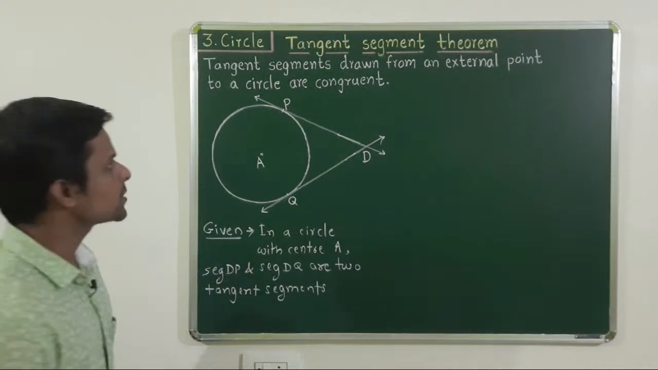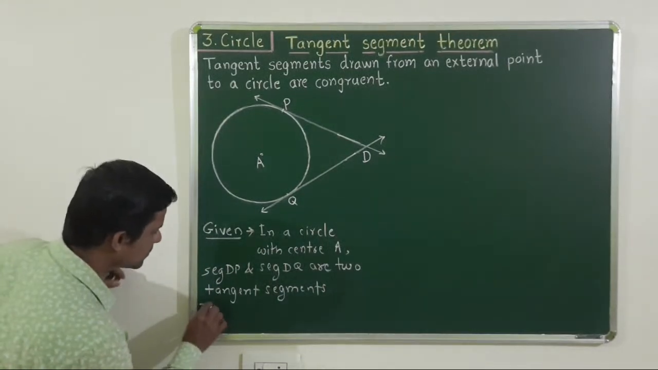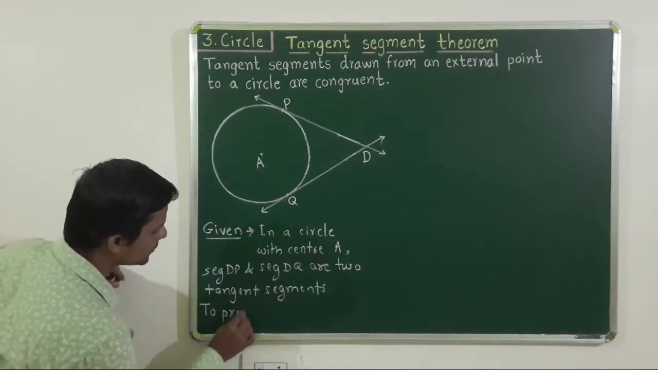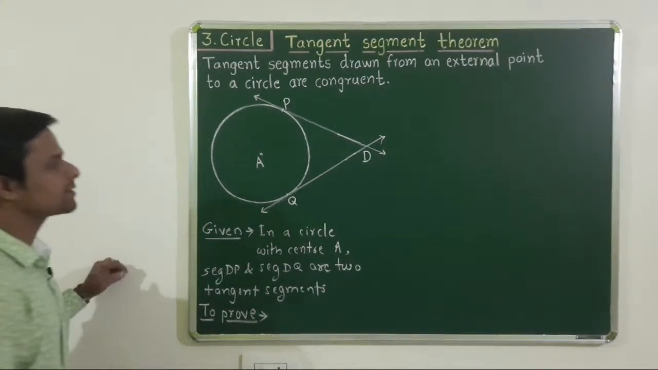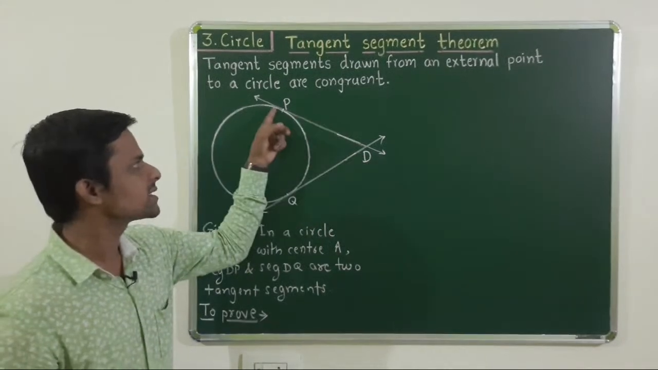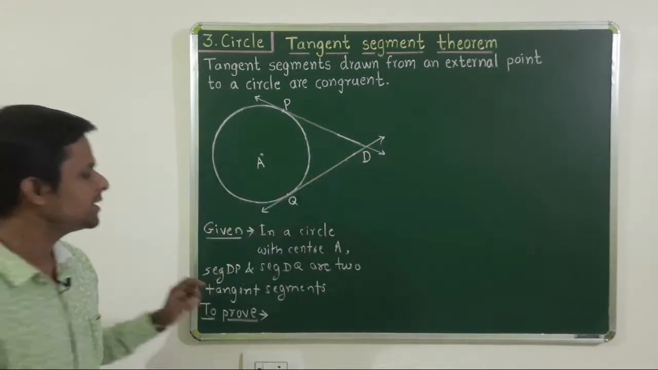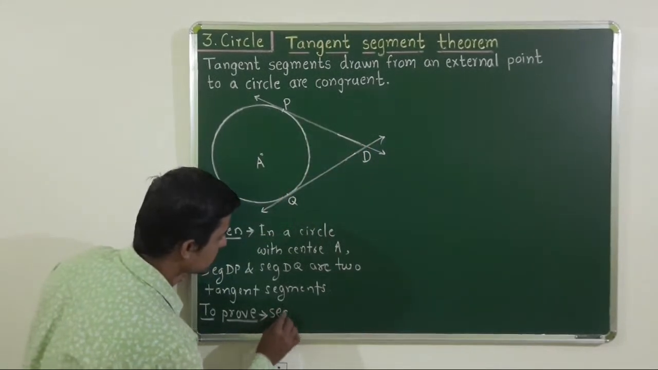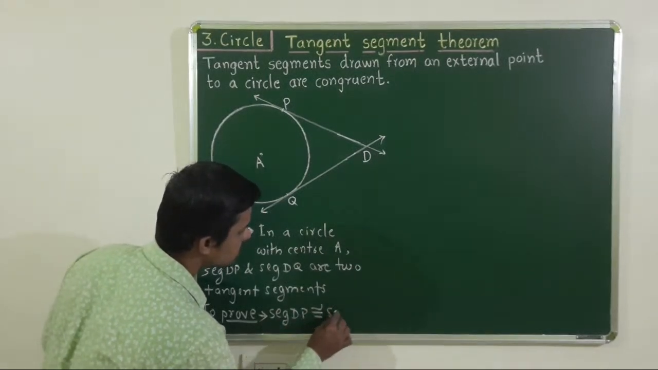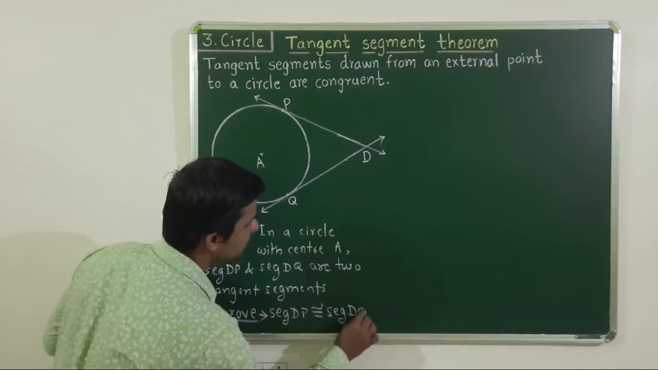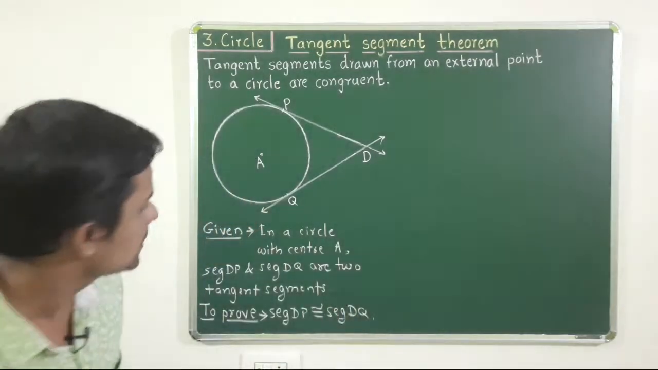Now the next step is to write to prove. What is to prove here? We have to prove these two tangent segments are congruent. Tangent segments are congruent, means segment DP is congruent to segment DQ. This is what we have to prove.